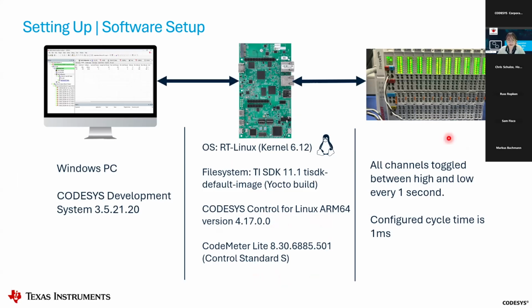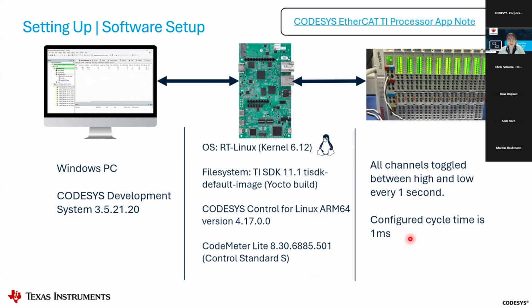From the sub-device side, I had configured a structured text program in the CODESYS development system to toggle all the channels on the digital output modules between high and low every 1 second, and I configured the cycle time to 1 millisecond. For additional information on the specific steps I took to set this up, you can feel free to take a look at the application note linked on the top right here.